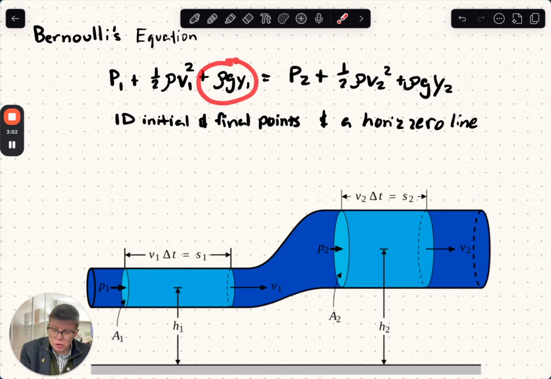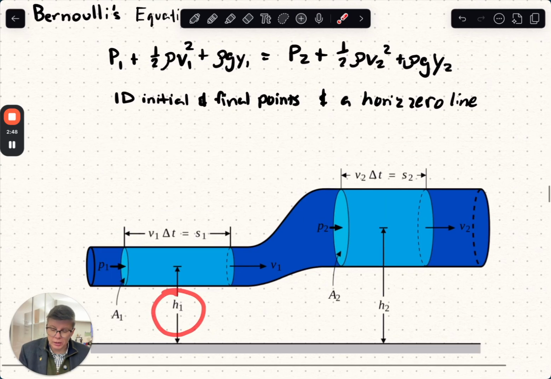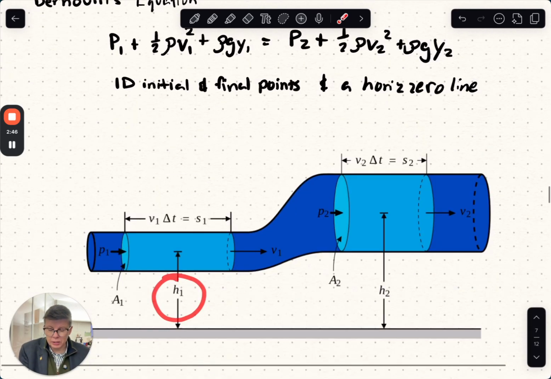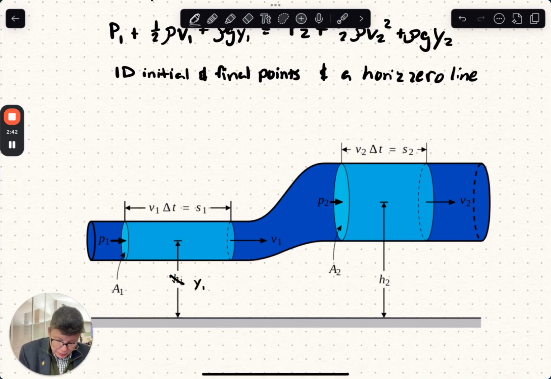Then we're going to add to it some sort of gravitational related energy density of the fluid. This is density of the fluid, gravitational field strength, and the height at the lower level. So I've got a height at the lower level. That's described here as h1. Sorry, I've used y in my equations. Please forgive me. Let's make this y1 and y2.